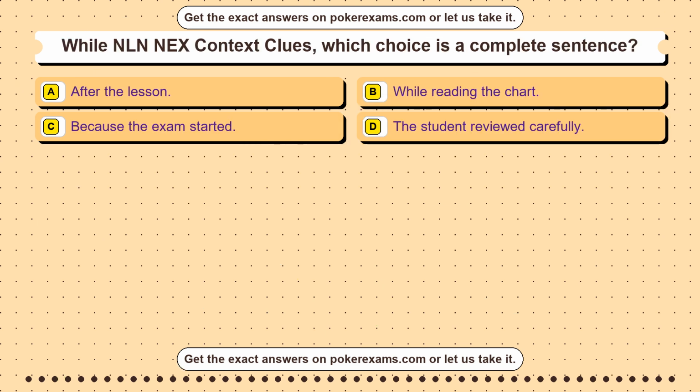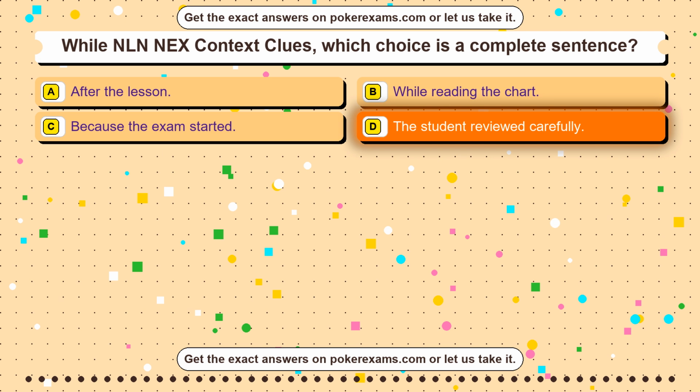Question 27. While NLN NEX Context Clues, which choice is a complete sentence? Option A. After the lesson. Option B. While reading the chart. Option C. Because the exam started. Option D. The student reviewed carefully. The correct answer is option D.